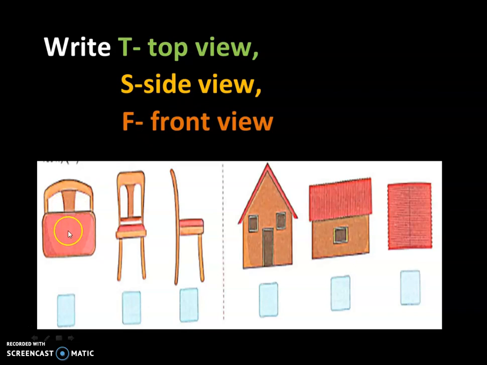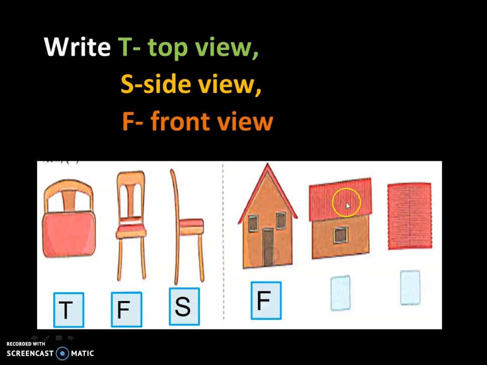This is from top. So I'll put T over here. And this one from front. Okay, so it is F. And this one, naturally we can see it is side. So S. For a house, this is from front. Yes, F. This one side. So S. Then this one from top. So this is T.